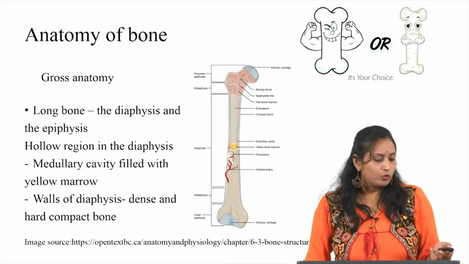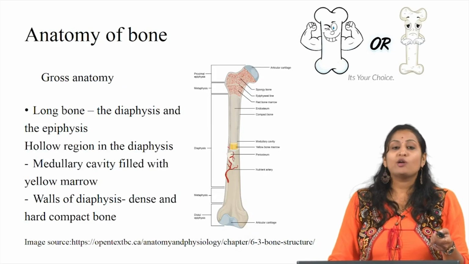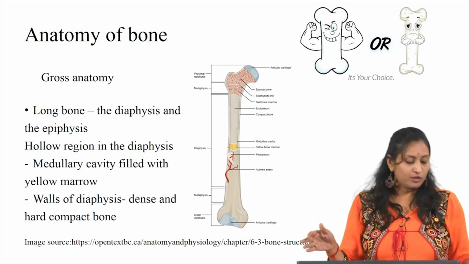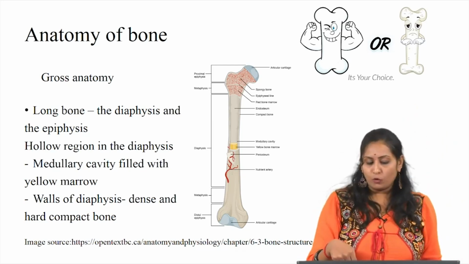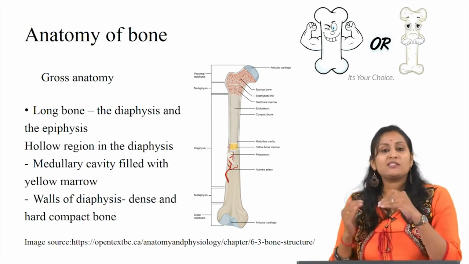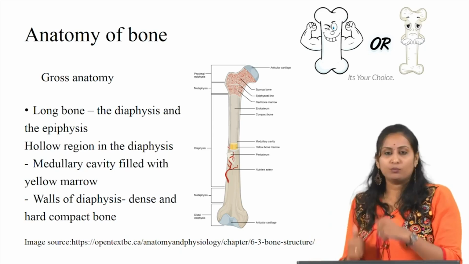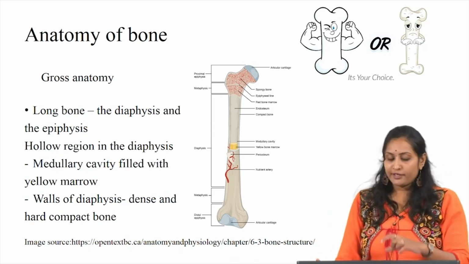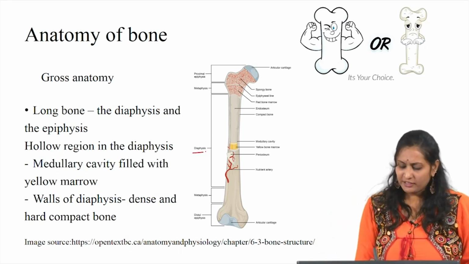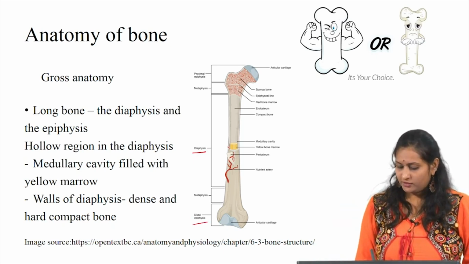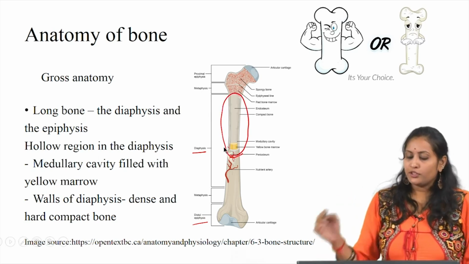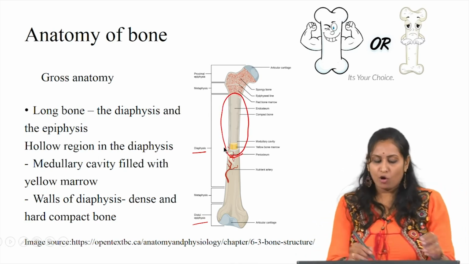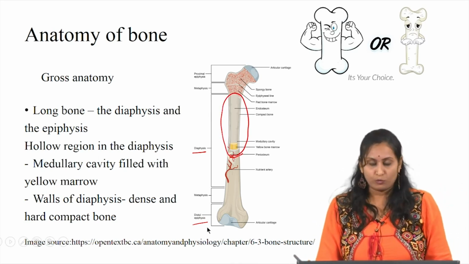The anatomy of the bone, the first is gross anatomy. Gross anatomy means the study of anatomy of the bone at the visible level. The structure of long bone explores the best visualization of all parts of the bone. The long bone is divided into two parts, diaphysis and epiphysis. The diaphysis is the tubular region that runs between the proximal and the distal ends of the bone.